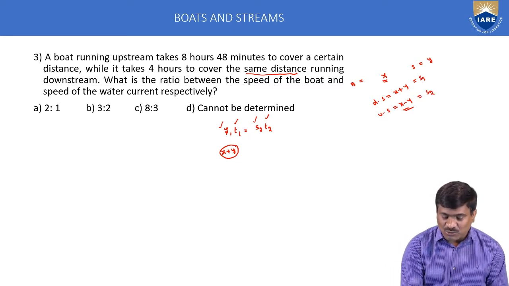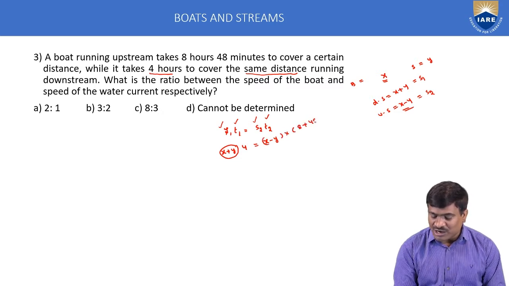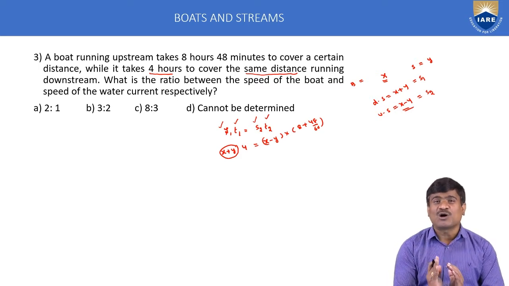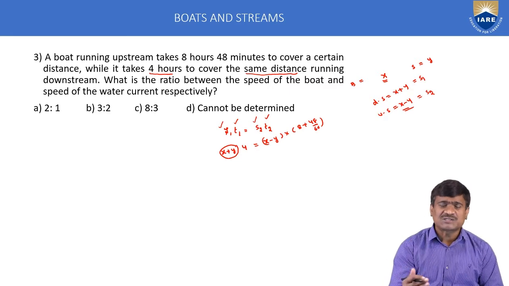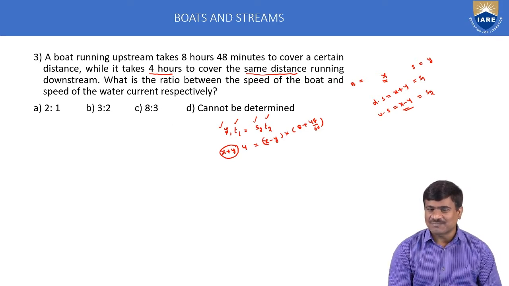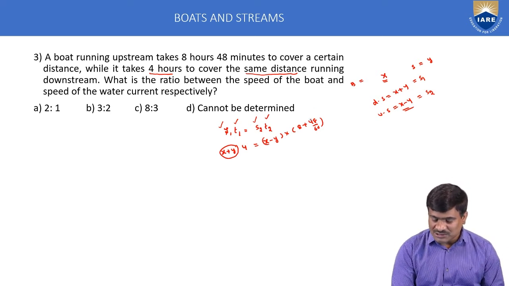Consider T1, the downstream time, as only 4 hours. S2 is x minus y, where T2 is 8 hours 48 minutes. Minutes convert into hours by dividing by 60. The complete statement should be converted into either hours and points or minutes and points. As the downstream time is given in hours, the upstream time must also be converted into hours. 8 hours 48 minutes: minutes convert into hours by dividing by 60, hours convert into minutes by multiplying by 60. Conversion is also important. Next, 12 into 4, 12 into 5. This bracket value is 44 by 5.